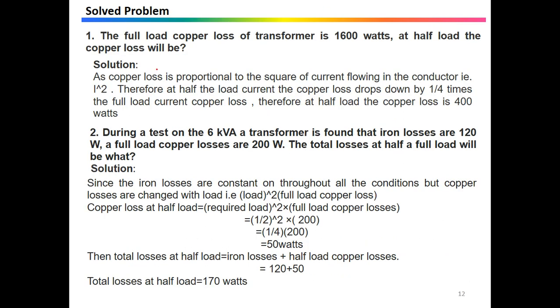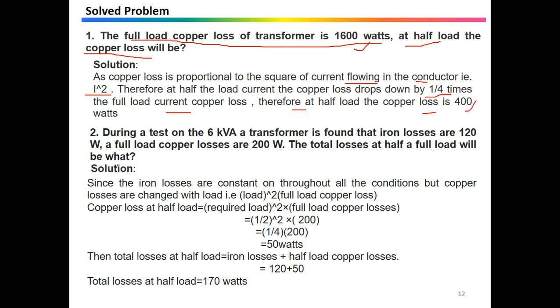In the first problem, the full load copper loss of a transformer is 1600 watt, and it is asked what the copper loss will be at half load. As we know, copper loss is I squared R, so the copper loss is proportional to the square of the current flowing in the conductor. Therefore, at half the load current, the copper loss drops to 1 by 4, that is half squared, which becomes 1 by 4 times. So 1600 multiplied by 1/4 becomes 400 watt.